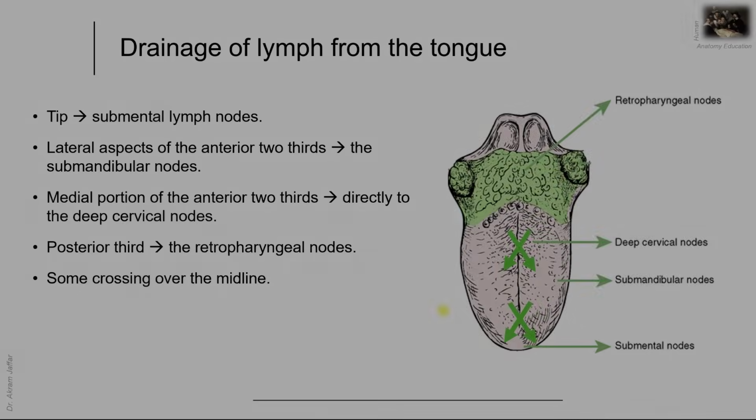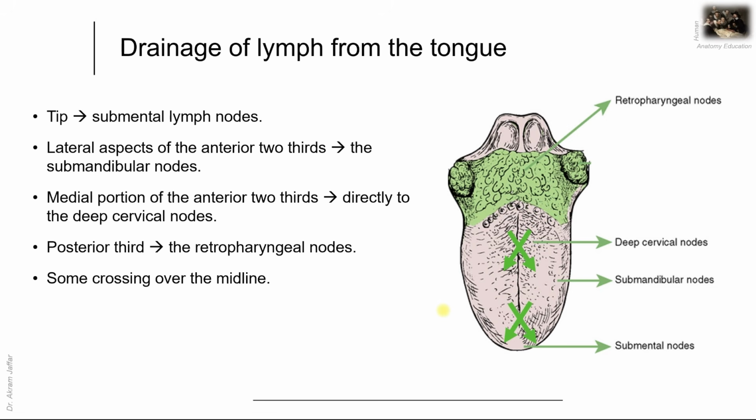The lymphatic drainage of the tongue: the tip of the tongue drains to the submental nodes. The lateral aspect on the anterior two-thirds drains to the submandibular nodes. The medial part of the anterior two-thirds of the tongue drains directly to the deep cervical nodes. Then the posterior third of the tongue drains posteriorly to the retropharyngeal group of lymph nodes. And we should always keep in mind that there is some crossing over the midline of the lymphatic drainage of the tongue.